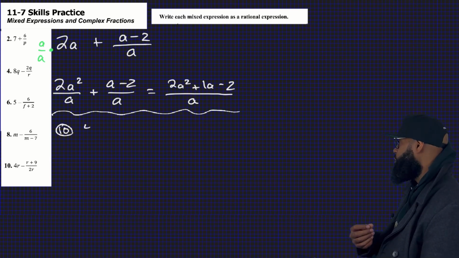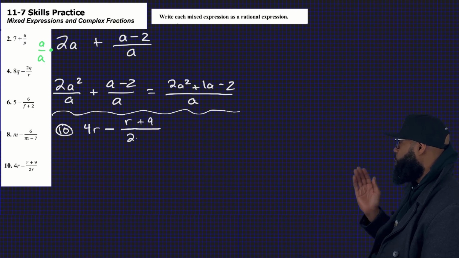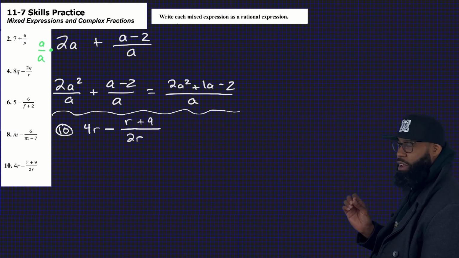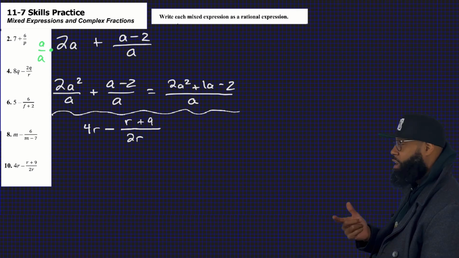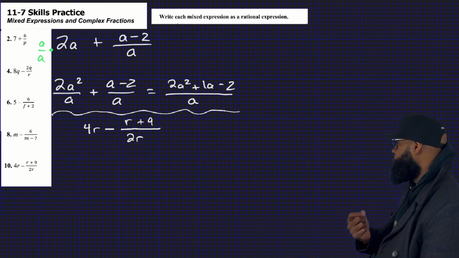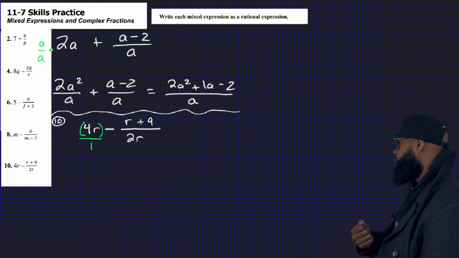Number 10, from bottom to the top. 4r minus the expression r plus 9, all divided by 2r. So recognizing again that one expression has a denominator, the other one has an invisible 1 as a denominator. We need the same denominator, and here it comes. The first term, 4r, going to multiply the top by 2r and the bottom by 2r. Ooh, first invisible 1 I've seen all day.